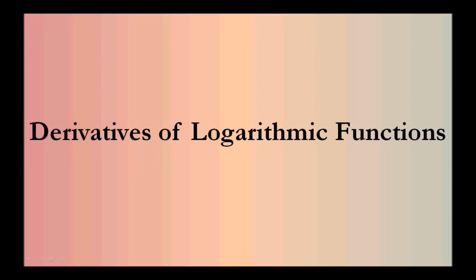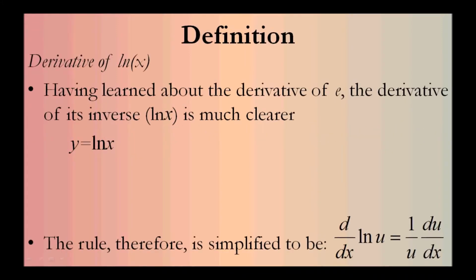Derivatives of logarithmic functions. The definition. The derivative of natural log of x, which natural log can also be written as the log base e of x. But because this is such a special case, we can simply write it as natural log of x, ln of x. So if you've seen the other video I produced, you know about the derivative of the number e, and natural log is the inverse of e. So if you see the other video first, this concept will be much clearer.